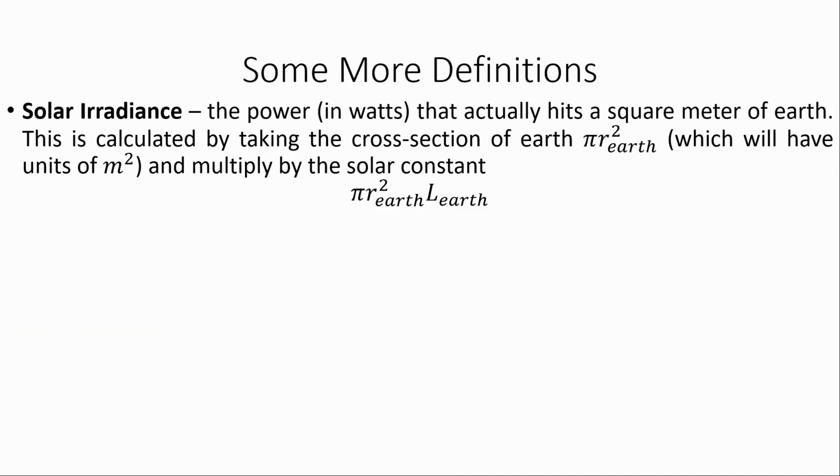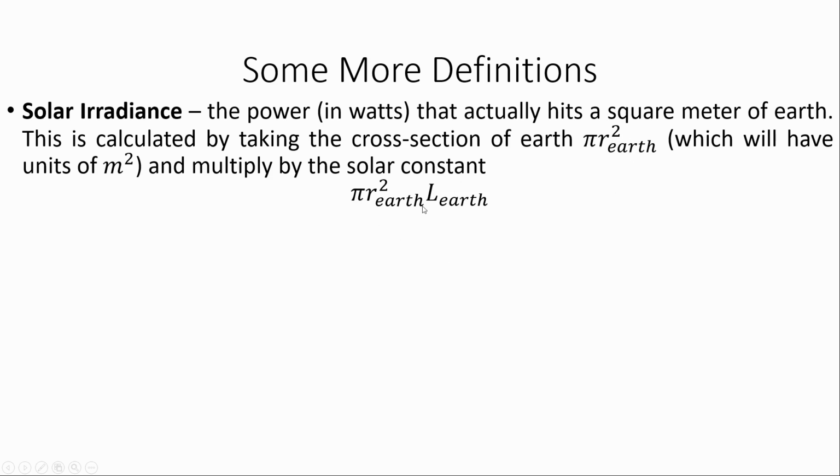So there's one more definition that we want to talk about, which is called the solar irradiance, or sometimes called the solar insolation. So this is the power in watts that actually hits a square meter of Earth. Remember, the solar constant is how much hits a square meter at some distance from the sun, but because the Earth has things like clouds and atmosphere and other things like that, we're interested in how much is actually hitting the Earth. So remember, the solar rays hit the Earth in a cross section that we can use pi r squared for, where r is the radius of the Earth.